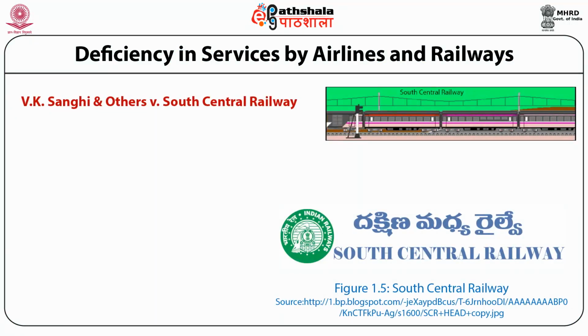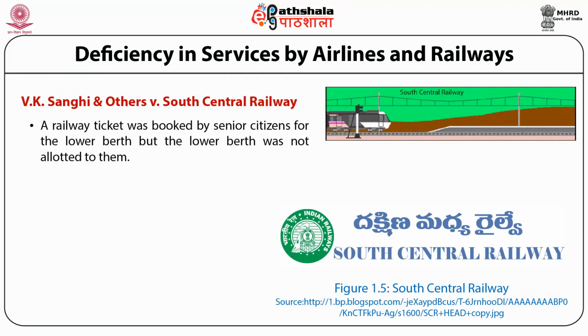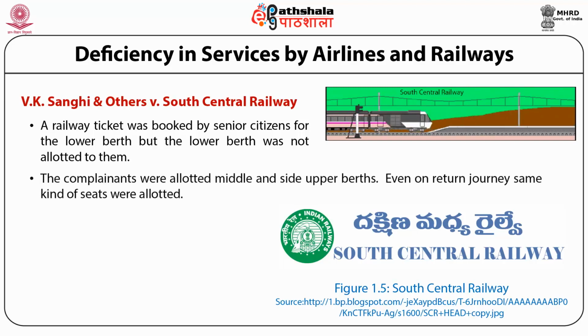V.K. Sanghi and others versus South Central Railway. A railway ticket was booked by senior citizens for a lower berth, but the lower berth was not allotted to them. The railway issued the ticket with a waiting list, but the railway's rules provide lower berths to senior citizens. The complainants were allotted middle and side upper berths. Even on the return journey, the same kind of seats were allotted.